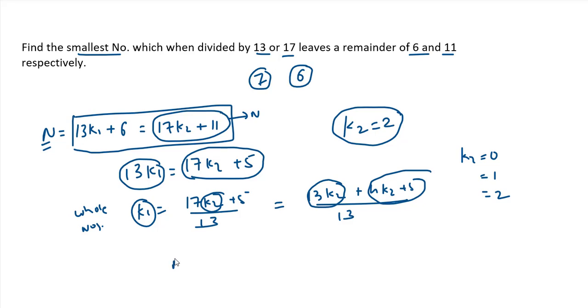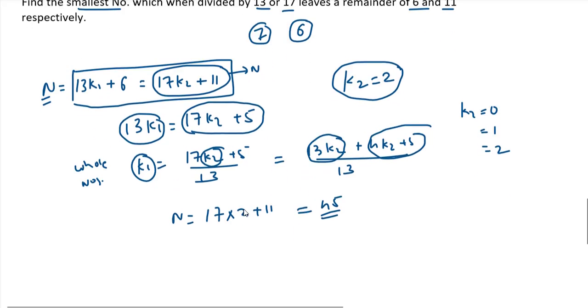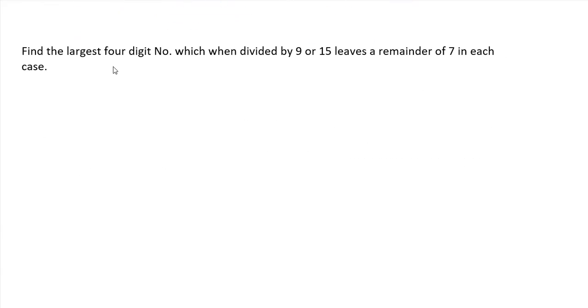So this number n, which is the smallest number which when divided by 13 or 17 will leave a remainder of 6 and 11, will be equal to 17 into 2 plus 11, which is 34 plus 11, which is equal to 45. So this is how you can solve this question. Let us take one final example. Find the largest 4-digit number which when divided by 9 or 15 leaves a remainder of 7 in each case.